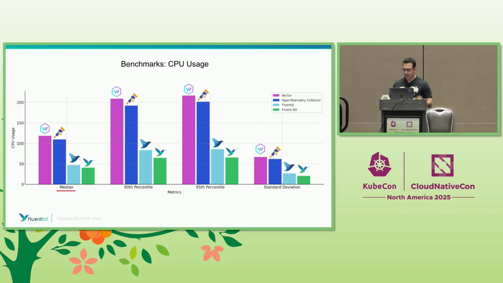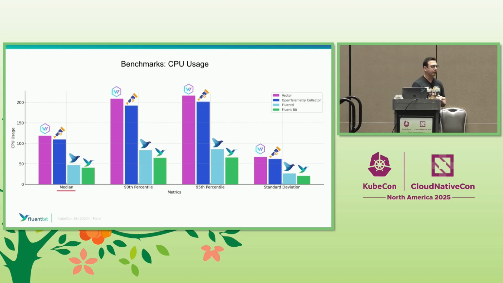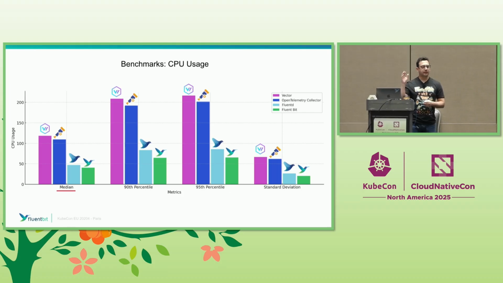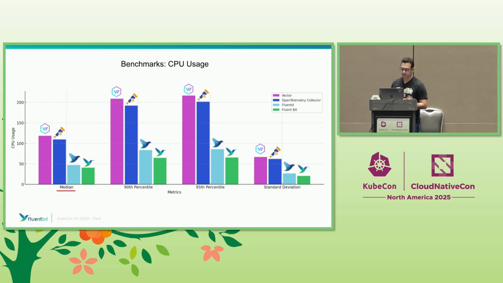So we found that in CPU usage, Fluent Bit was even beating Vector. I thought that Vector was faster on this. Vector is written in Rust. And the lesson here is that it doesn't matter what language you write the tool in. You can make any program slow if you don't use the right architecture patterns.